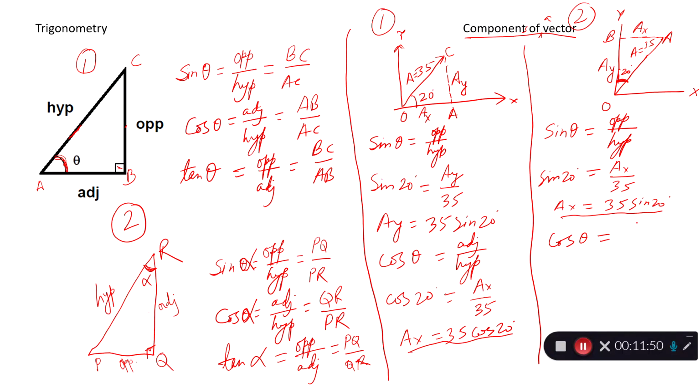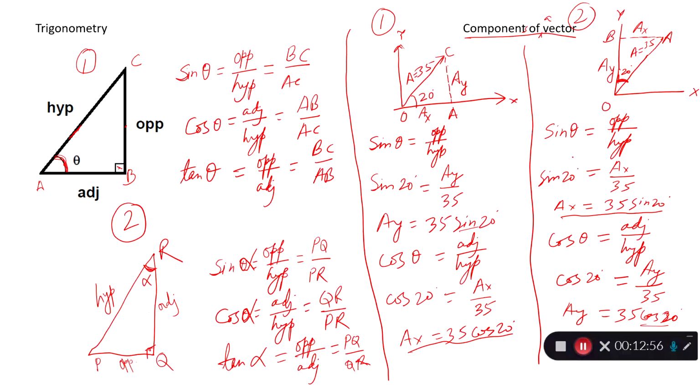Cosine theta has the same formula: adjacent side divided by hypotenuse. Theta is 20 degrees. Look at this triangle in the second example. AB is opposite, OA is hypotenuse, so OB is the adjacent side, which is AY, divided by hypotenuse OA, which is given 35 magnitude. So if I calculate AY from here, I'll get 35 cosine 20 degree. Good. So in the first example the y component is 35 sine 20, but in this second example AY is 35 cosine 20. Here is the cosine component, there is the sine component. So the components also change.